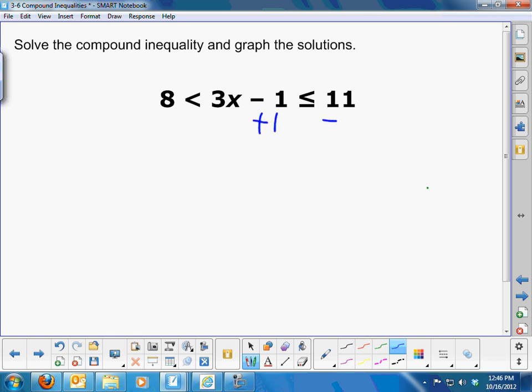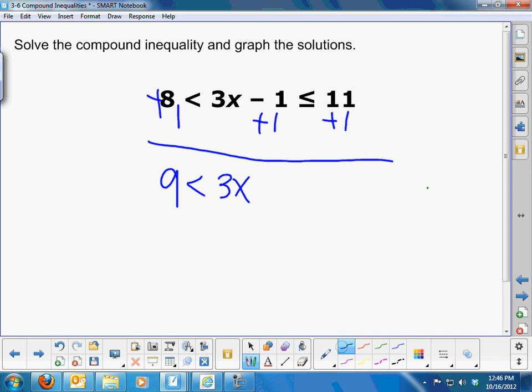I could add 1 to each side. And by each side, I have to add 1 three places now. I have to add it to the left inequality, to the right inequality. And now I have 8 plus 1, which is 9, is less than 3x. Remember that these two things would cancel. My negative 1 and positive 1 is less than or equal to 12.